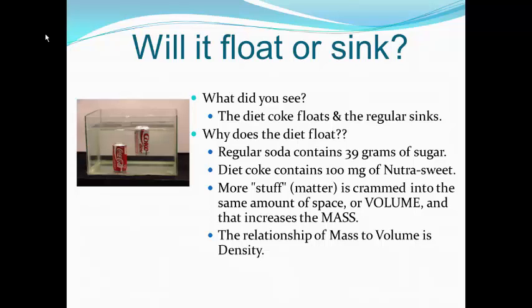Well, as we know, diet soda contains artificial sweetener, which actually has less mass than the sugar that regular soda has. And so we have more matter or stuff crammed into the same amount of space for the Coca-Cola. And so the mass of the regular Coke is higher than the mass of the Diet Coke. And so the Diet Coke has a density that is actually less than or equal to the density of the water. Now we call this relationship of mass to volume density.